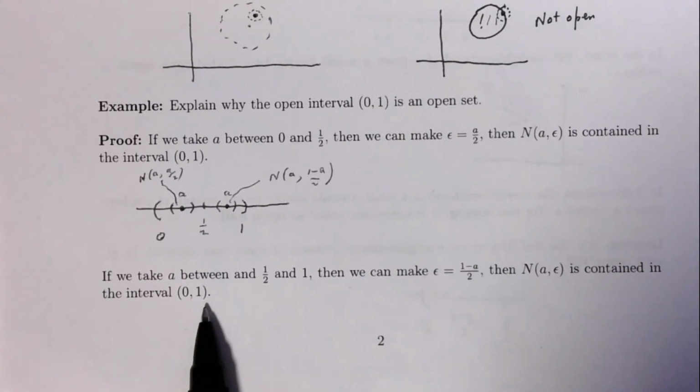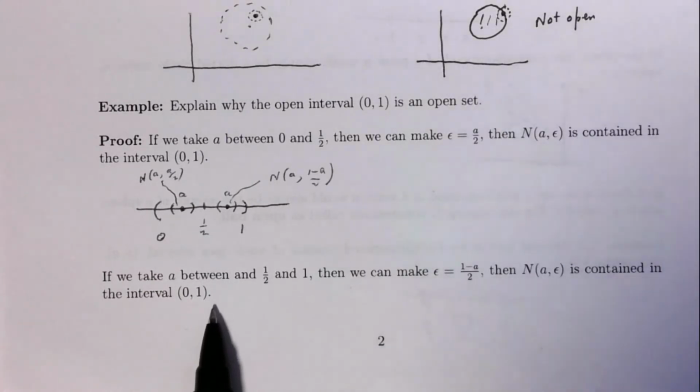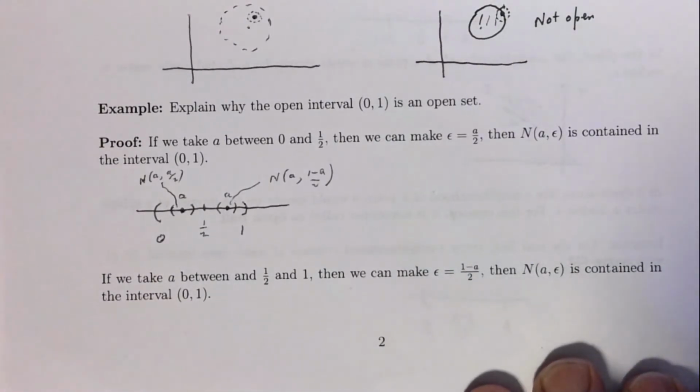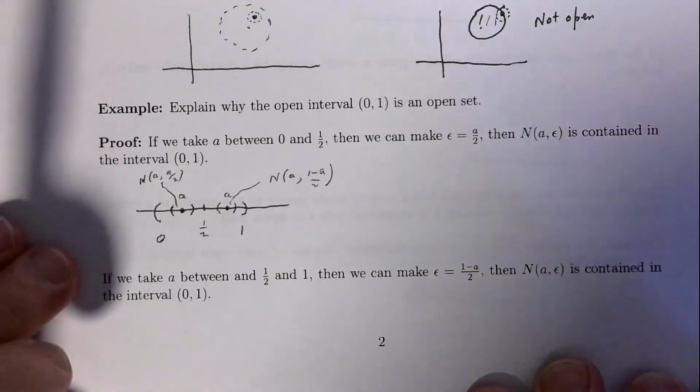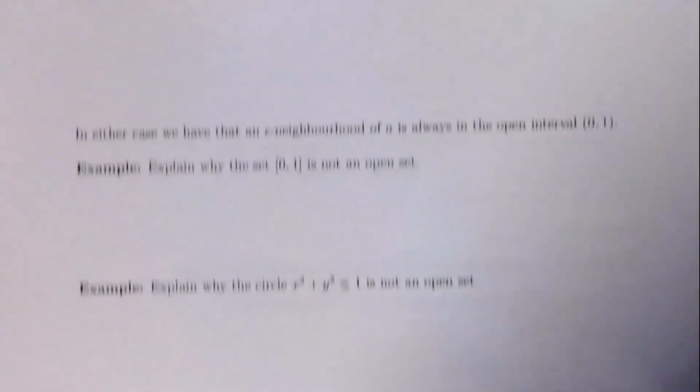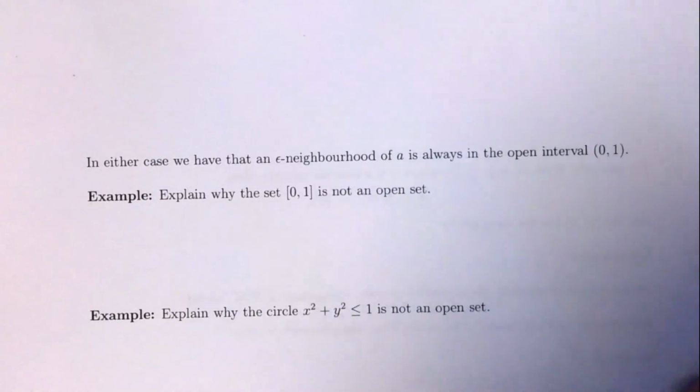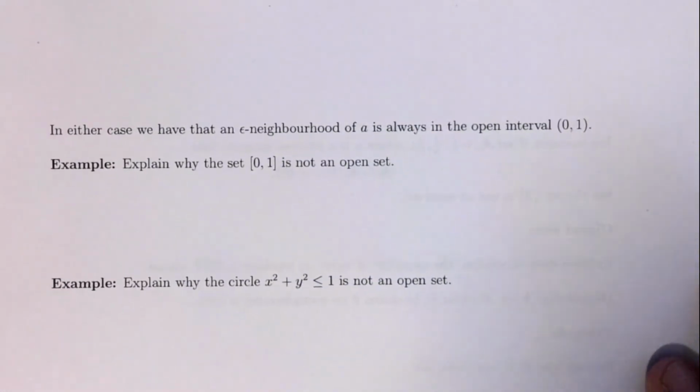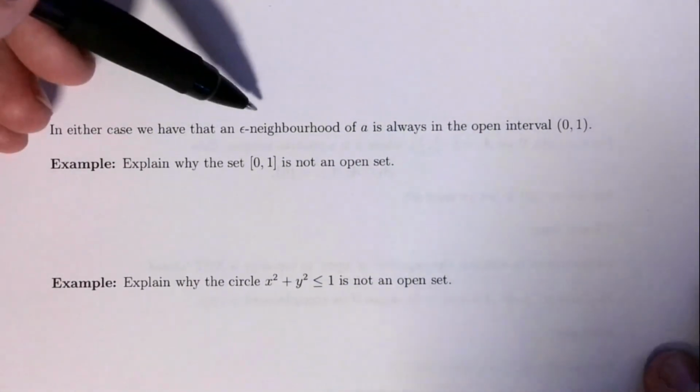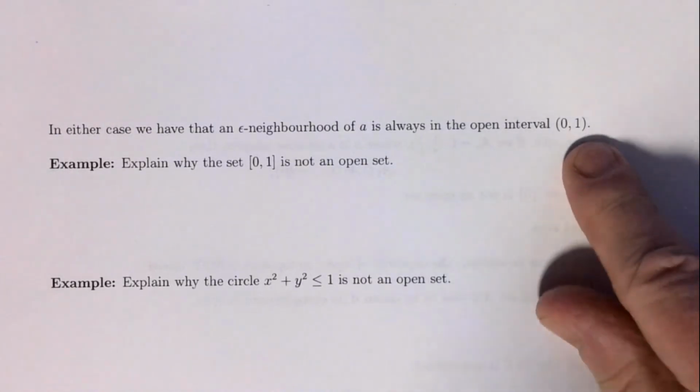So roughly speaking, the set is open if at every point in the set you can draw an epsilon neighbourhood that stays inside the set, or more graphically, there's enough room to swing a cat. So as we saw in that example, in either case, whether A is between 0 and a half, or whether it's between a half and 1, we have an epsilon neighbourhood of A that's always in the open interval (0, 1).